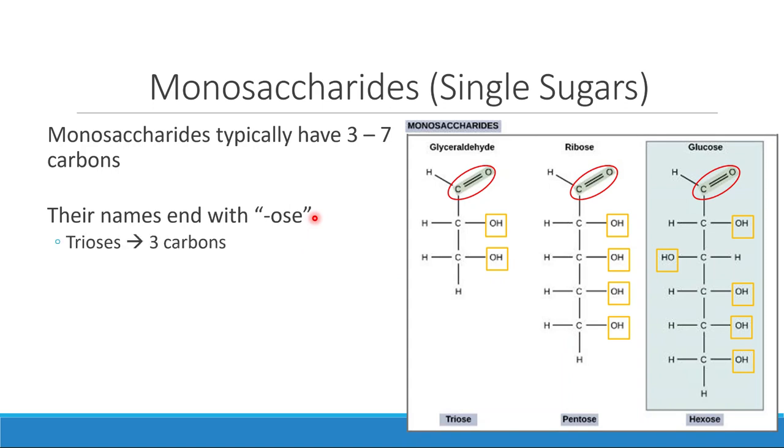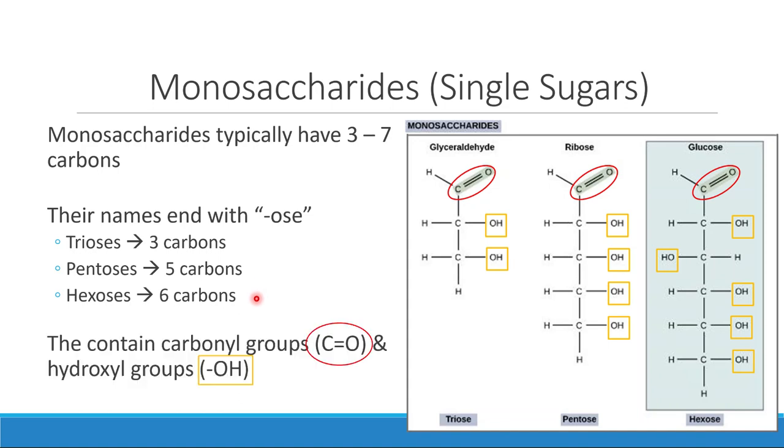So for example, we have some sugars in the body that are trioses, meaning that they have 3 carbons. Other sugars in the body are pentoses, and a pentose is something that has 5 carbons. So by that pattern, a hexose, like a hexagon, has 6 carbons.